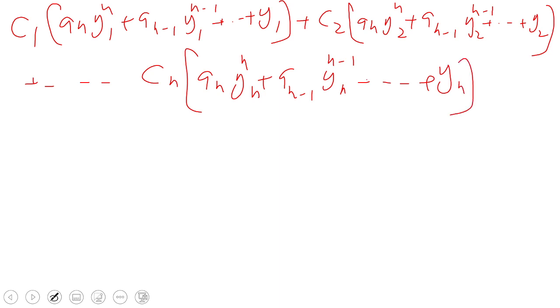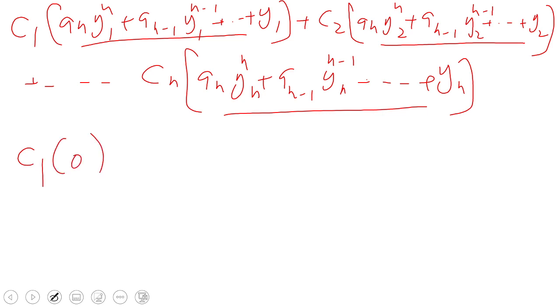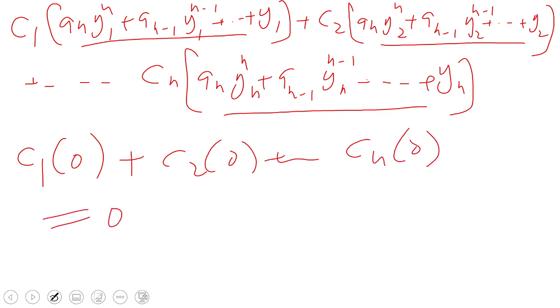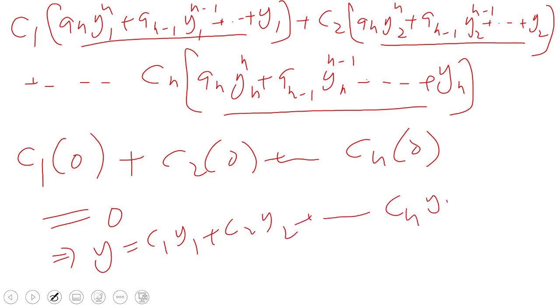And we know that y1 is a solution, y2 is a solution, y3 is a solution, yn is a solution. So that means c1 times 0, c2 times 0, up to cn times 0, and all are 0, so I get 0. That implies y, which we defined as c1 y1 plus c2 y2 up to cn yn, is a solution of (2).